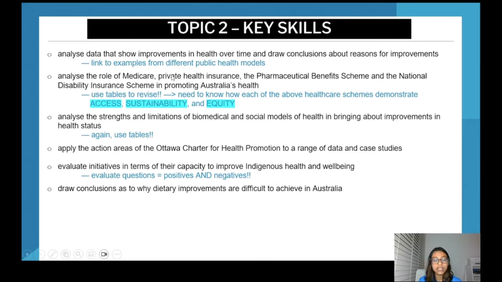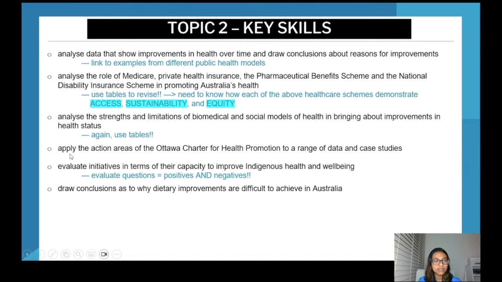And then we've got Medicare, private health insurance, PBS, NDIS, and how, use tables, guys. Use tables to revise this and dietary risks as well, like the sugar, salt, fats and everything like that. It's really visually good to use tables and mind maps to revise those kinds of things. And then we've got access, sustainability, and equity. I didn't include funding in here, though those are really important to know for each of the different healthcare sectors and healthcare schemes.